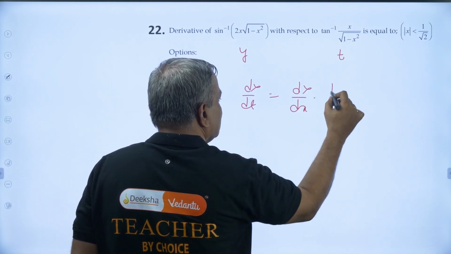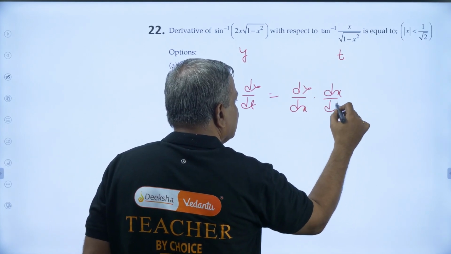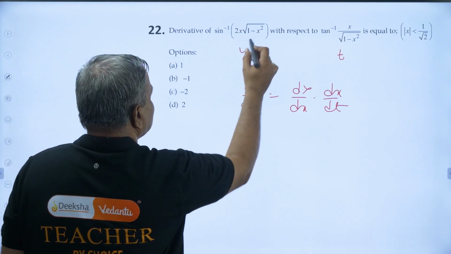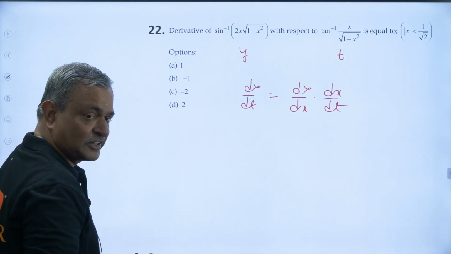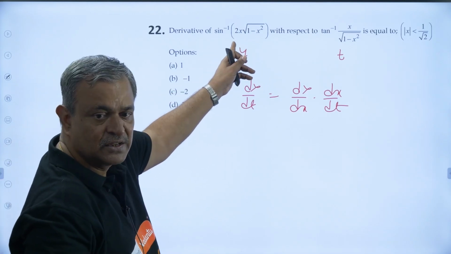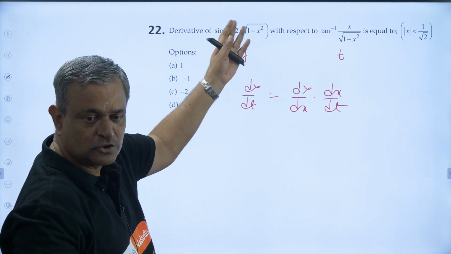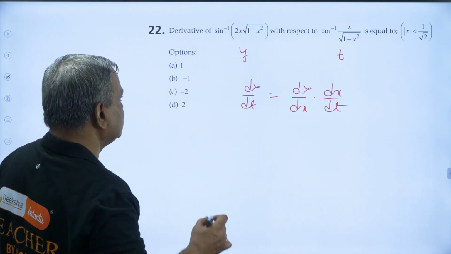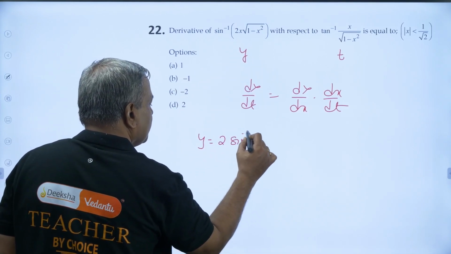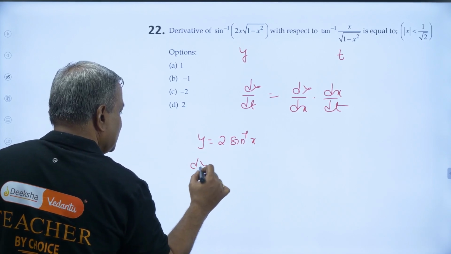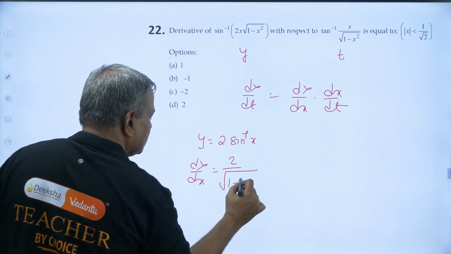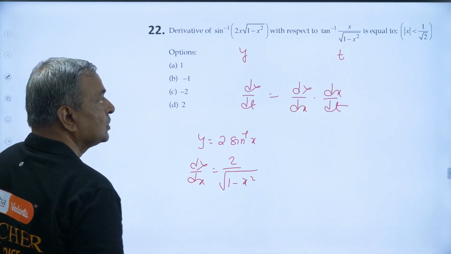dy by dx into dx by dt. Okay, dy by dx. This is nothing but 2 sin inverse x, because 2 sin theta cos theta is sin 2 theta, and sin inverse sin 2 theta is 2 theta. So this is 2 sin inverse x. So y is equal to 2 sin inverse x. So what is dy by dx? dy by dx is 2 by under root of 1 minus x square.